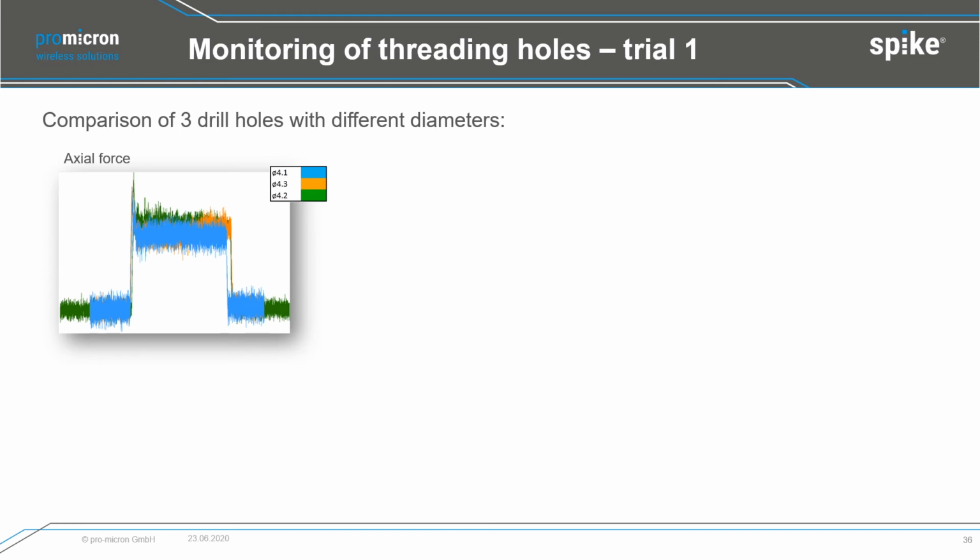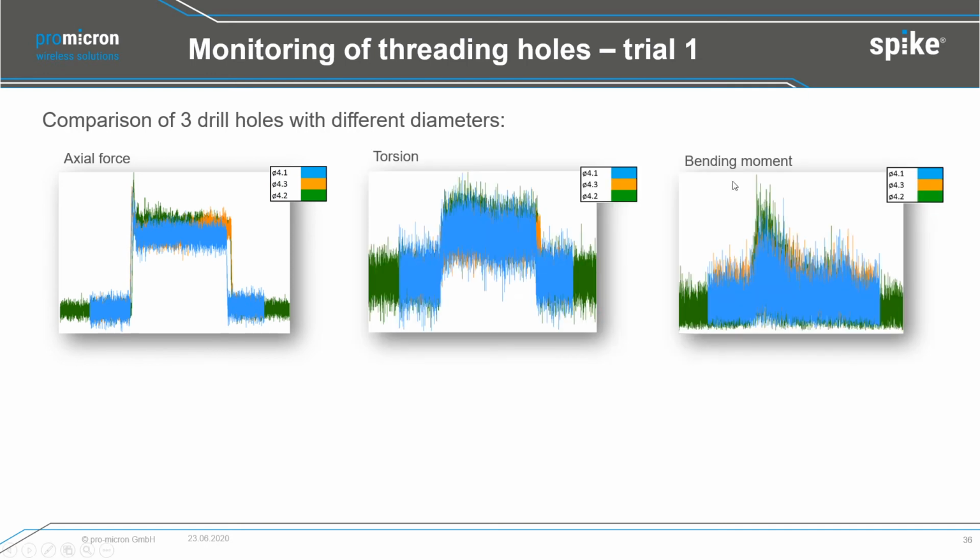So now I would like to show you the comparison of these 3 drilling holes with the different diameters. First, we are looking at axial force, so 4.1, 4.3, and 4.2 millimeter, the torsion signal, and the bending moment signal.